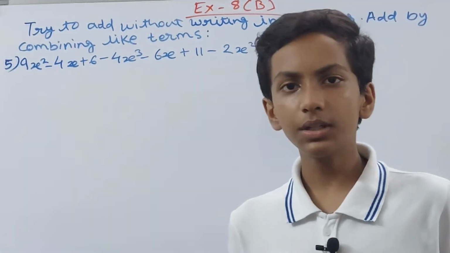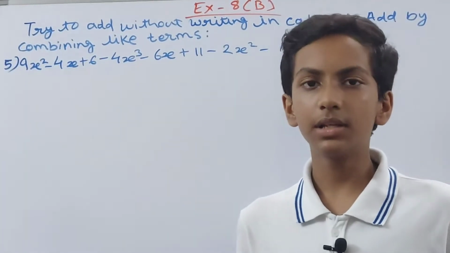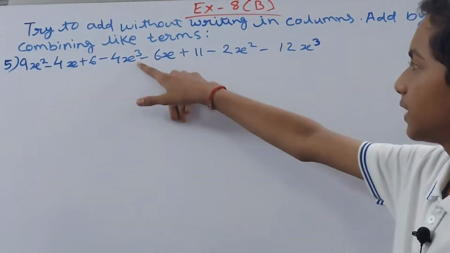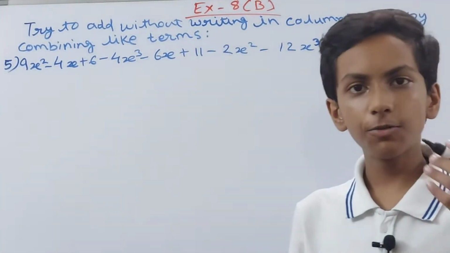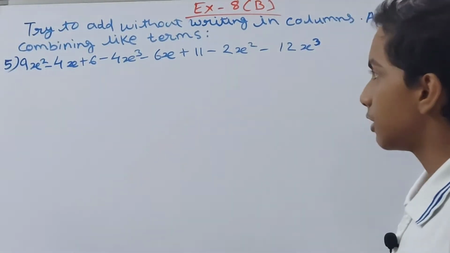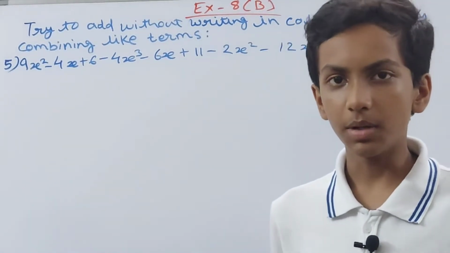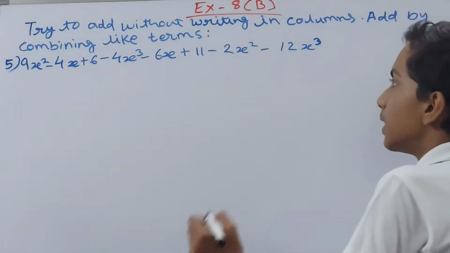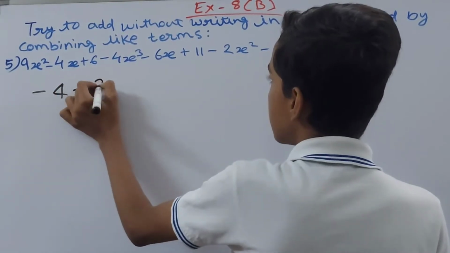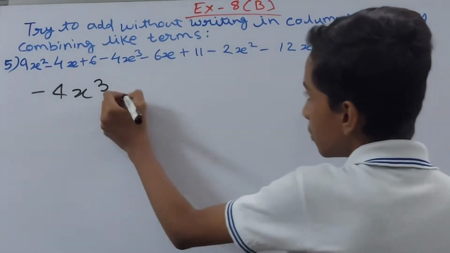First we rearrange all the terms in the decreasing order of their degrees, and then we combine the like terms. Here you can see the highest degree is this x cube, so we'll first start from 3 as the degree, then 2 and then 1, and then 0, which means just a number with no variable. So first for the ones with degree 3, this one minus 4x cube, and this one minus 12x cube.